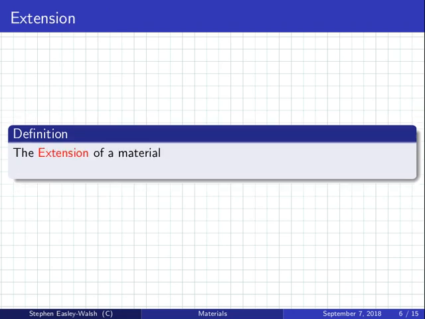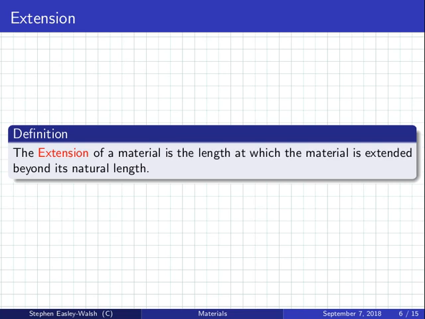So, more definitions, I'm afraid. The extension. What do you think I mean when I say extension? What does the word extend mean? Expand. Or if we're talking about strings and springs, what could it mean? Like a stretch, isn't it? It's actually the distance you stretch it. So the extension of a material is the length by which the material is extended beyond its natural length. That is the x in the formula.